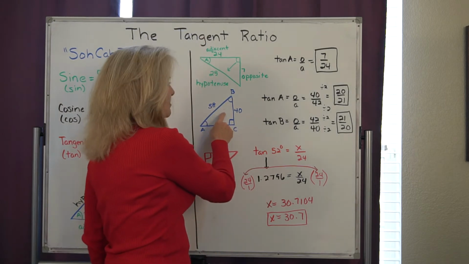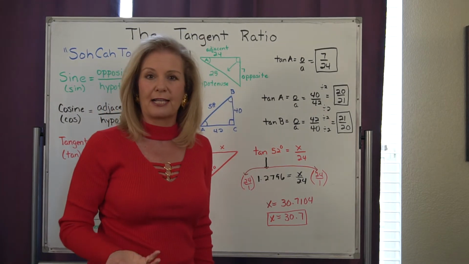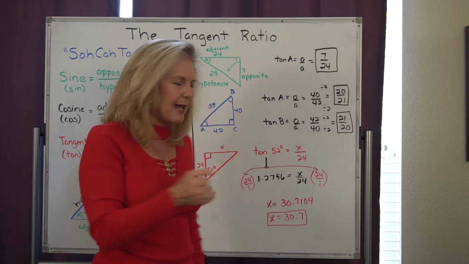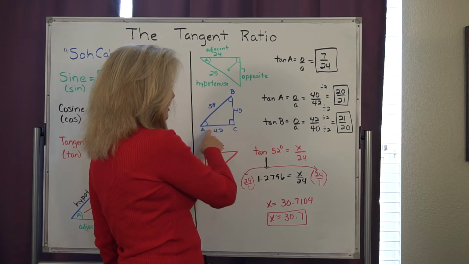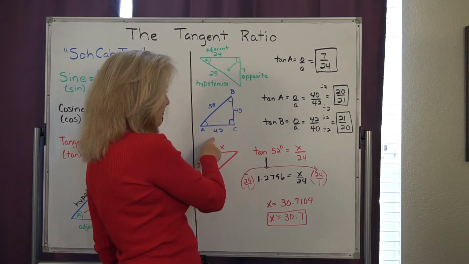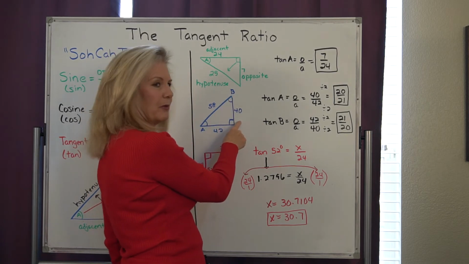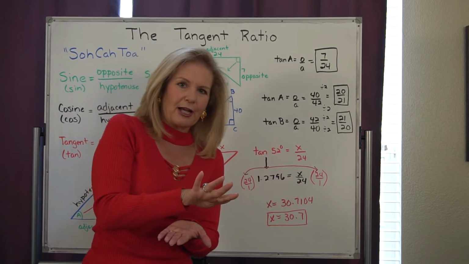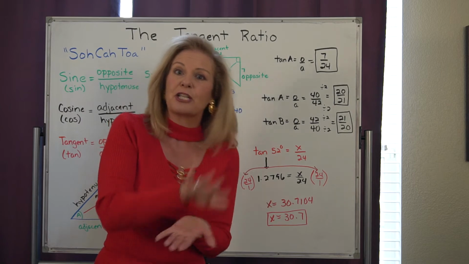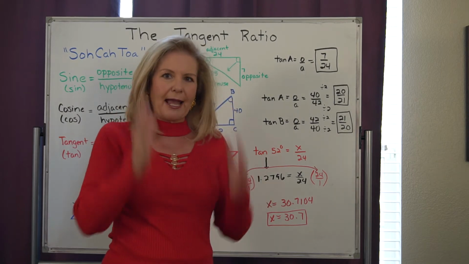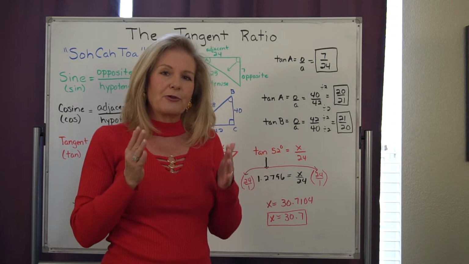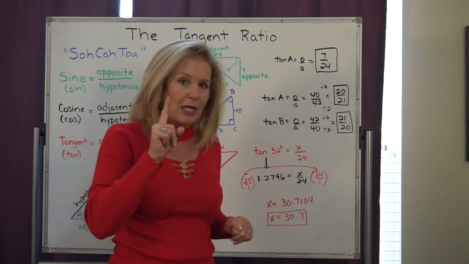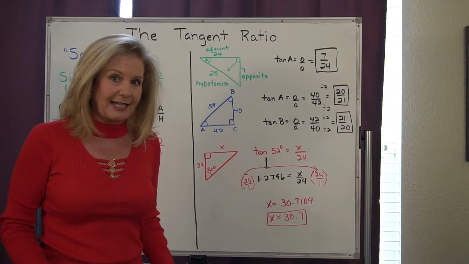Now, I could use the same triangle and I could develop my tangent ratio for angle B, because it's always from the point of view of the angle. So if I take a look at tangent of angle B, my opposite would be 42, my adjacent would be 40. When we go and reduce those to lowest terms, take notice here, they're just flipped, they're reversed. So whenever you're deciding whether to use tangent, think of it from the viewpoint of the angle that you're looking at.